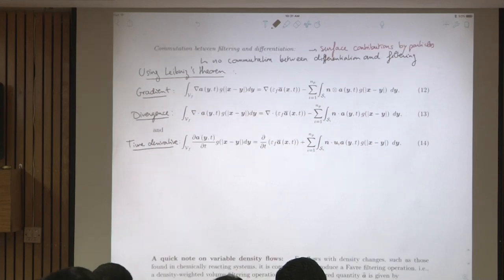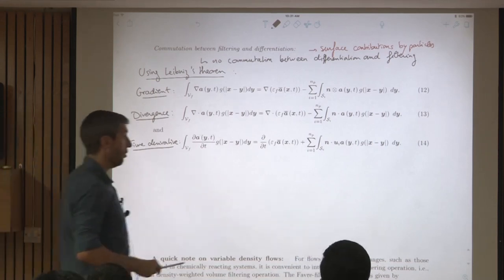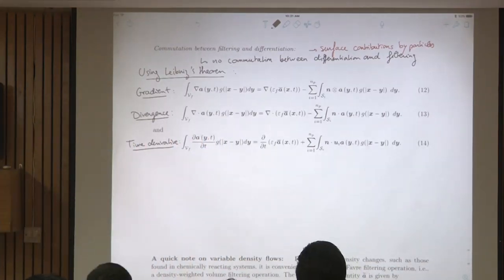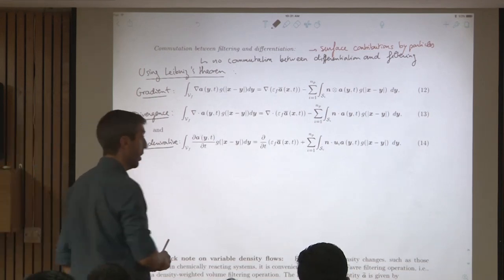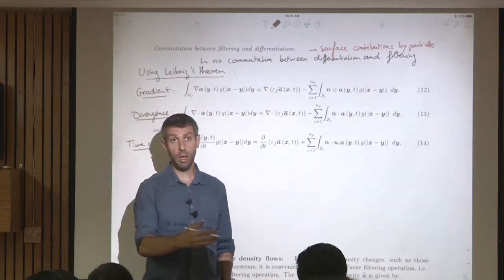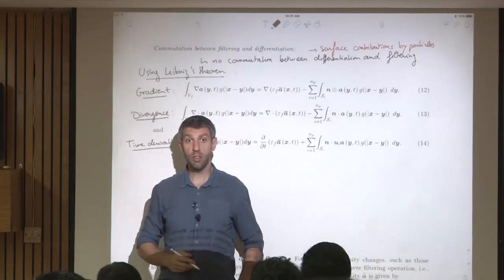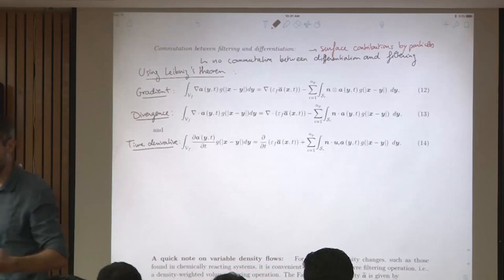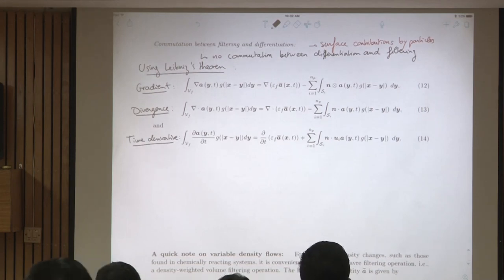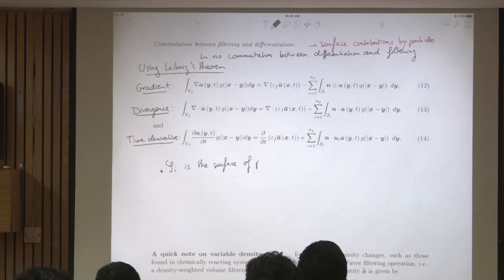So in here, what shows up again and again is the sum over the particles of S sub I. What is this? Well, this is just our phase interface. This is the surface that separates the two phases in our system. This S sub I is the surface of particle I, and then I'm summing over all particles. So this is the union of all the phase interfaces distributed in my problem. So S sub I is the surface of particle I.